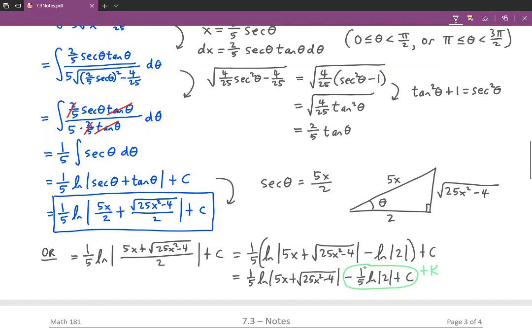So your final answer could be 1/5 ln absolute value of 5x plus the square root of 25x squared minus 4, close the absolute value, plus c, or plus k, or whatever the constant is. So the constant term with the 1/5 ln absolute value of 2 can get roped into the plus c constant. So I just want to point out that that could happen, and then the 2 will be gone, and you'll now know where the 2 went.